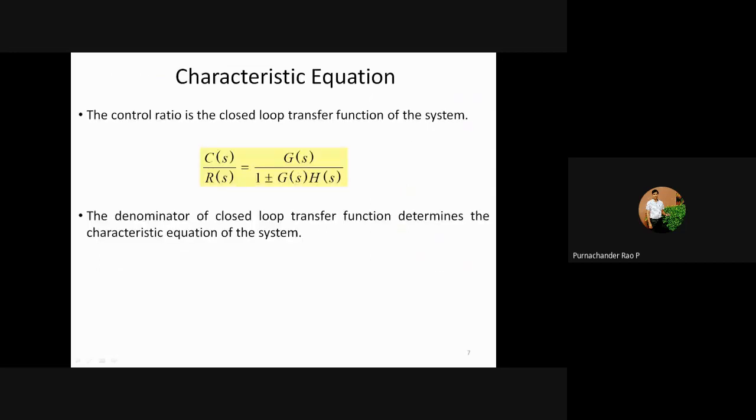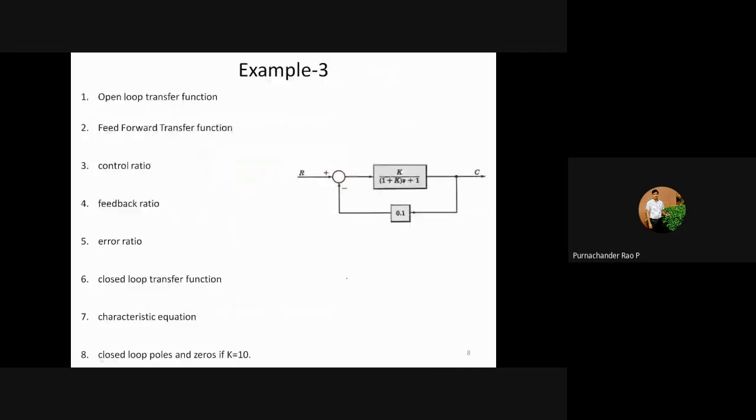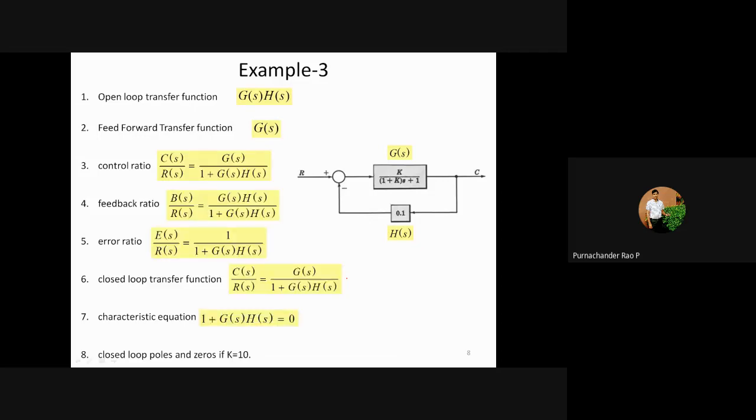This is the characteristic equation. The denominator of your closed loop transfer function is known as the characteristic equation. So 1 plus G of S into H of S is equal to 0 is nothing but the characteristic equation. And from this you can find out the open loop transfer function. This is not required here, I'm not going into detail.